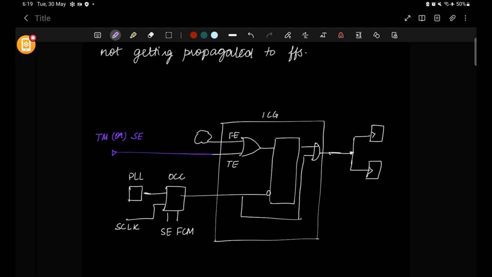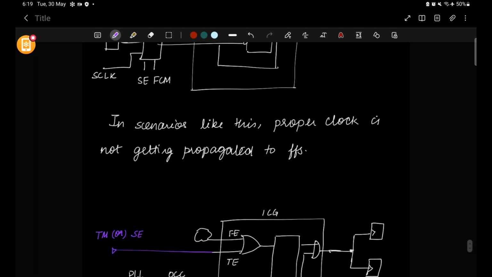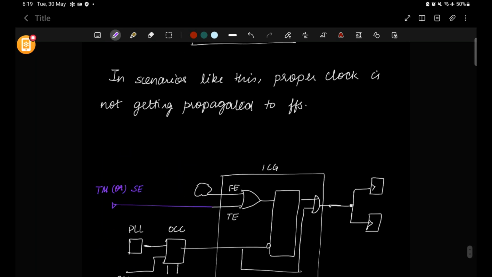Ma'am, it was grounded now, ma'am. You can remove the ground and tie it to test mode, ma'am. Yes, correct. How to change that grounded connection, ma'am? In place of the ground, 1'b0 is there, right? That ground connection, test.te, 1'b0 is there, so remove it and tie it to the test mode signal. Okay, ma'am.